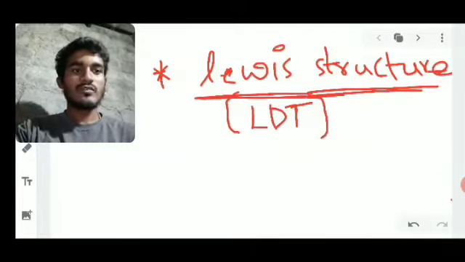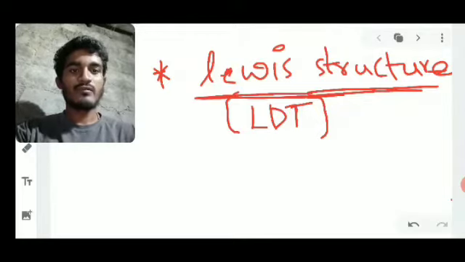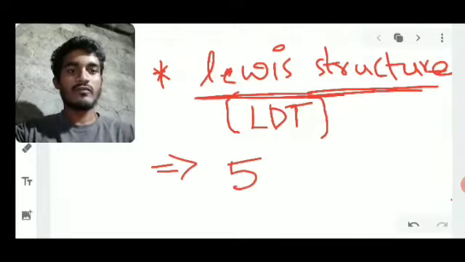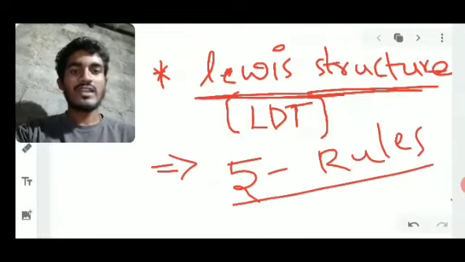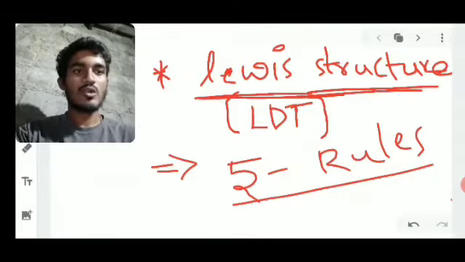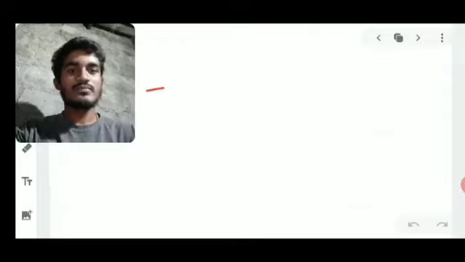First, basically we have to follow five rules. Now we see what the five rules are. When we write the Lewis dot structures for whatever compounds are given, first we see the five rules.